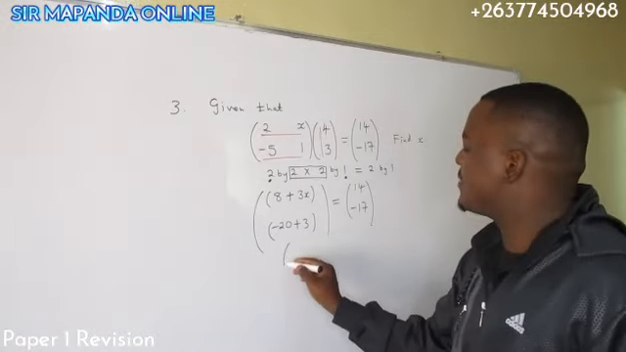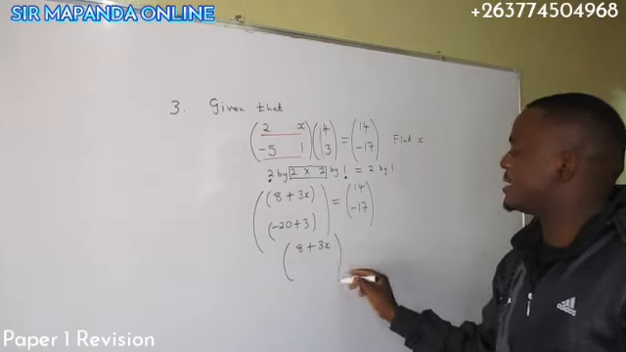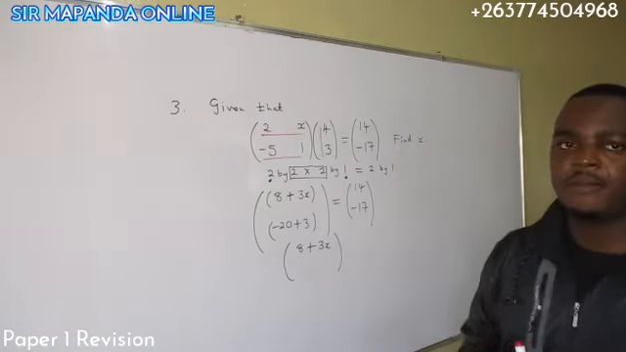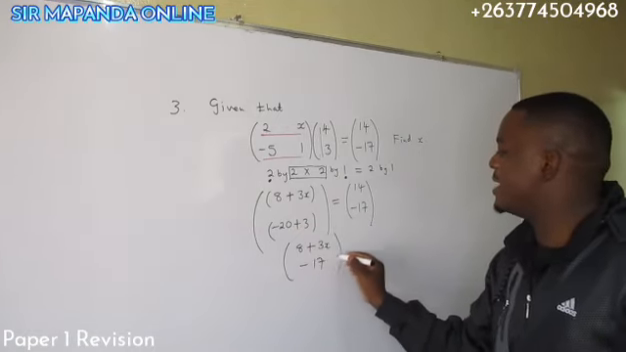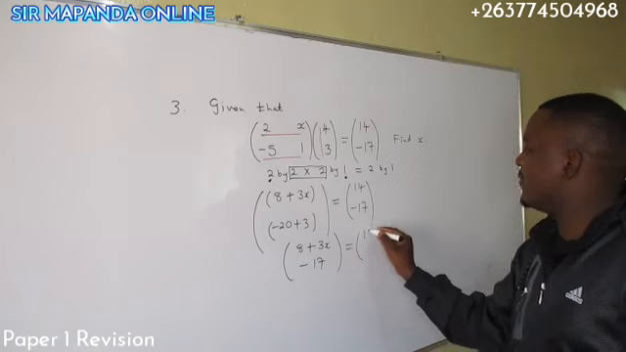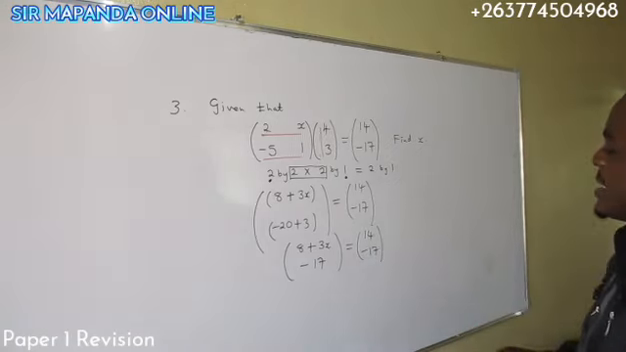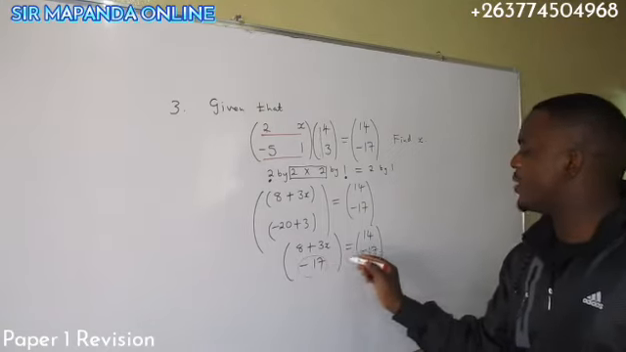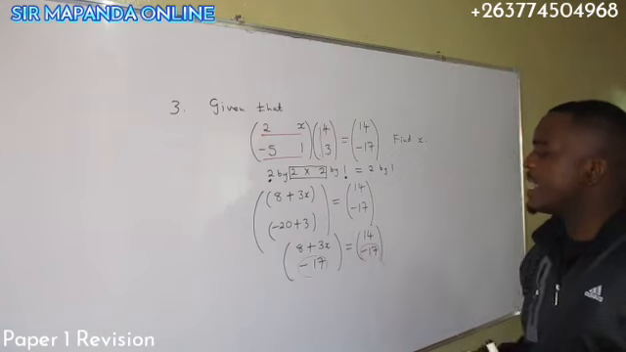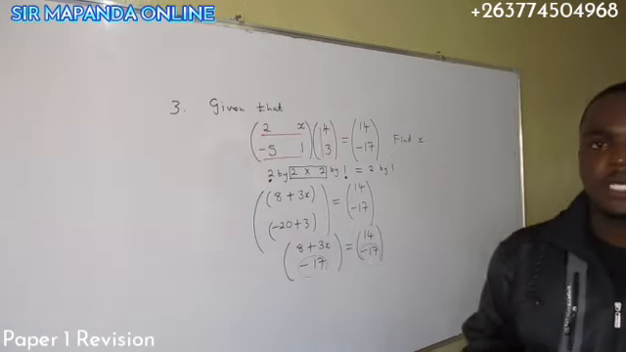So what is 8 plus 3x? It remains 8 plus 3x, since 8 and 3x are not like terms. Then minus the 20 plus 3, you get minus 17, is equal to 14 minus 17. So you can clearly notice that since minus 17 on the left is equal to minus 17 on the right, it simply means 8 plus 3x is also equal to 14.